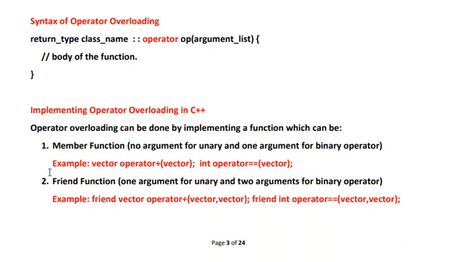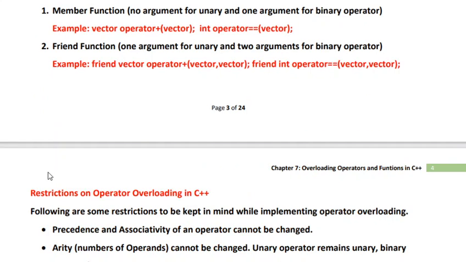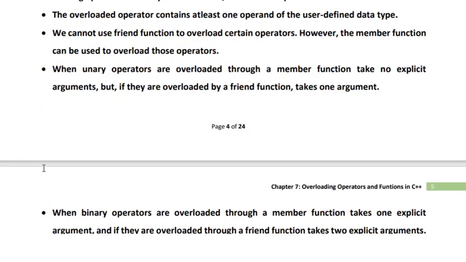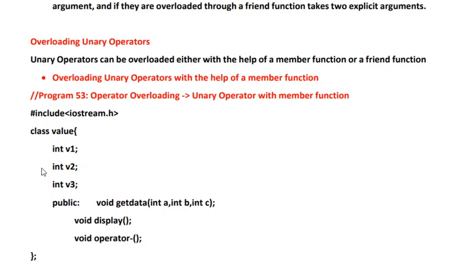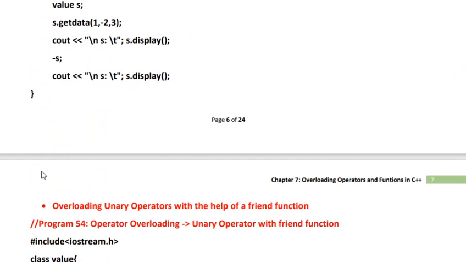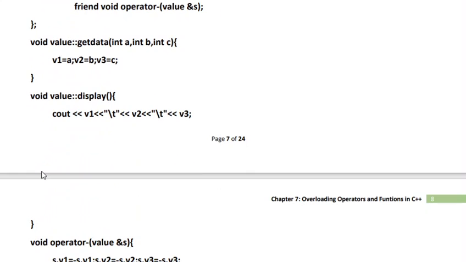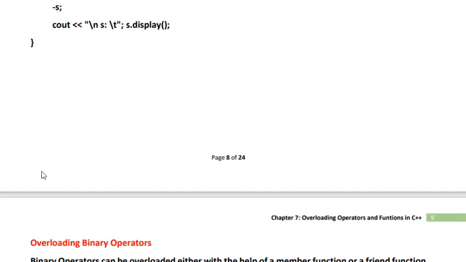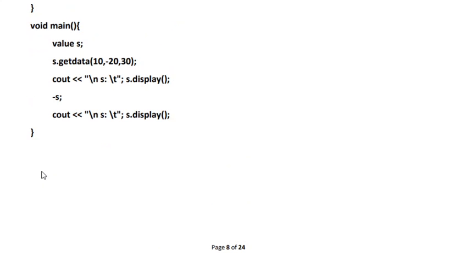We discussed what happens when an operator is overloaded using a member function, and what happens when an operator is overloaded using a friend function, what happens when a unary operator is overloaded, and what happens when a binary operator is overloaded. We've learned about restrictions and some of the rules of operator overloading. Then we discussed examples for overloading a unary operator with a member function and a friend function. In the next class, we'll learn about overloading binary operators using member function and friend function.